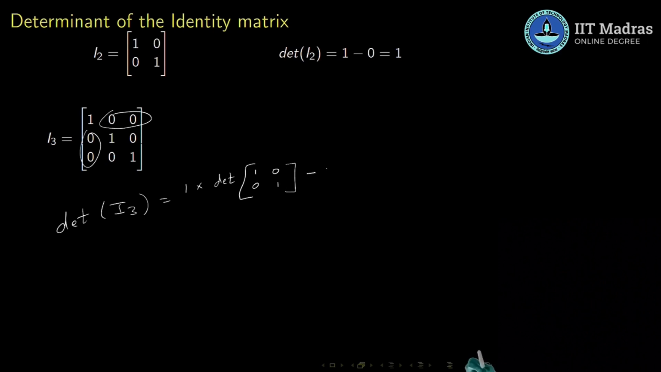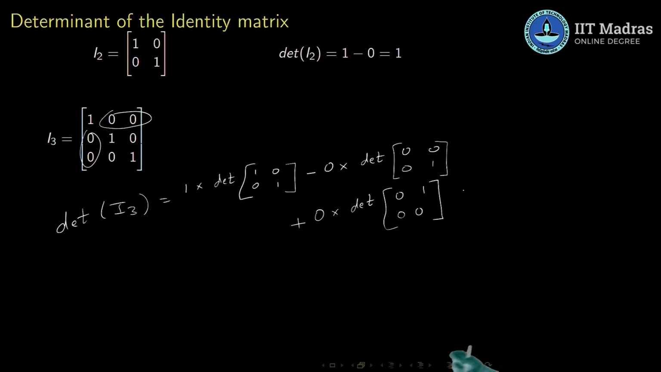And then you subtract out the 1 2 term times the determinant of whatever you obtain after dropping the first row and the second column, which is 0 0 0 1. You can see here we do not really need to do this computation because I have 0 times something, but I am just writing down the expression. And then plus you look at the 1 3 term, which is again 0 times the determinant of whatever you get after dropping the first row and the third column, which is 0 1 0 0. Okay, this is the expression for the determinant.